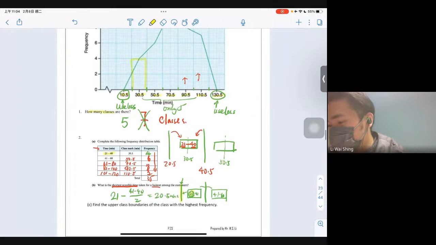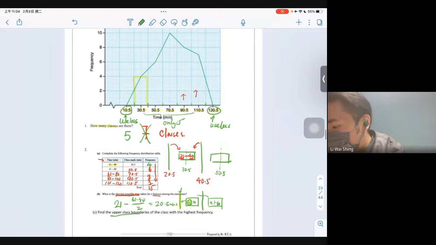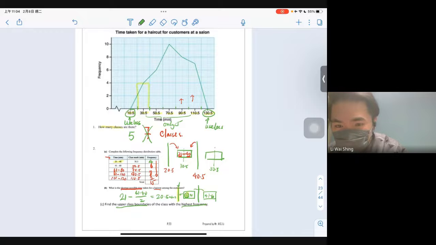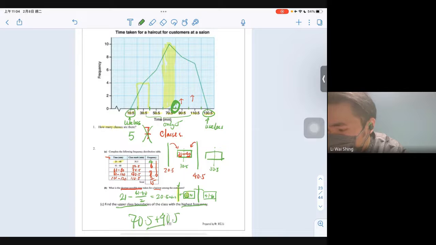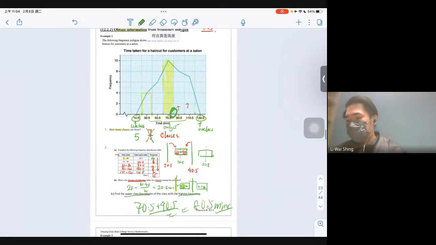Okay, so the upper class boundary of the class with the highest frequency, Antonia, what do you think? 係咪70.5加90.5除以2？Very good. You find the class first, it's the middle class here. Then you want to find the upper class boundary. So you find this number here. 70.5 plus 90.5 over 2, okay, 80.5 minutes.